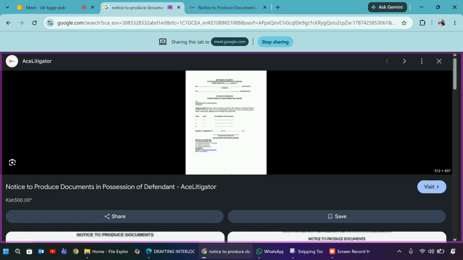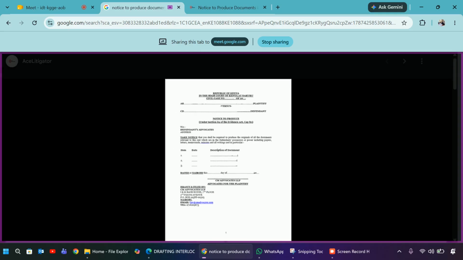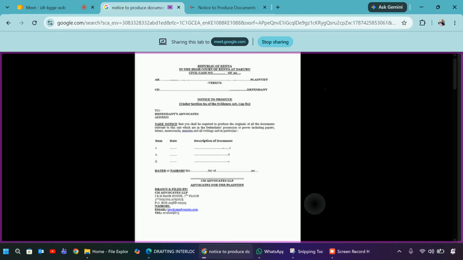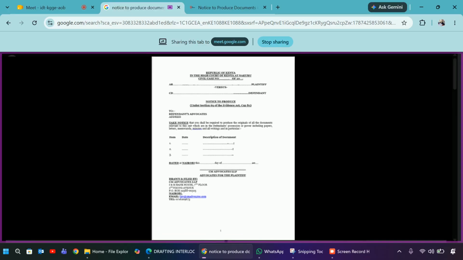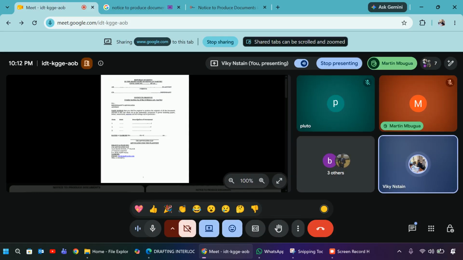Thank you, Pluto. I've also managed to look at what you are directly telling us. So you are telling us it is looking like this. It is being brought under Section 69 of the Evidence Act, Cap 80, and it is being addressed to the defendant's advocates. And you are telling them to take notice that you shall be required to produce the originals of all the documents relevant to this suit, which are in the defendant's possession or power, including papers, letters, memoranda, minutes, and all writings in particular. And now the examiner will be expecting you to list the item number, the date of that document, and even give a brief description, and you date it, then you sign off. Now, Pluto, that is the exact document, right? Yes, yes.